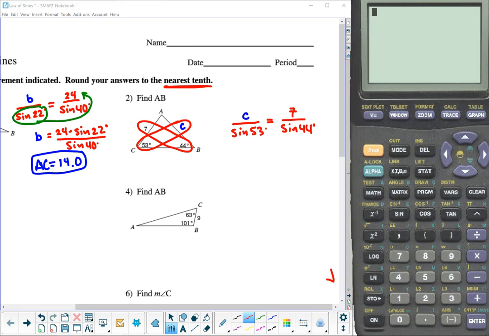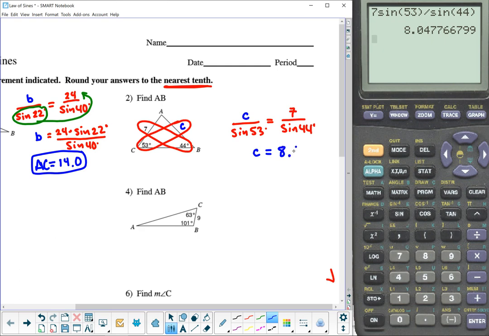Again, C is just going to equal 7 times sine of 53, and you don't even need to hit the times on this calculator. Other calculators you may need to. So C equals 7 times sine of 53 divided by sine of 44, and I get C equals 8.04, or 8.0 because they want us to round to the nearest tenth. And it's not really C, it's actually AB. So AB equals 8.0.